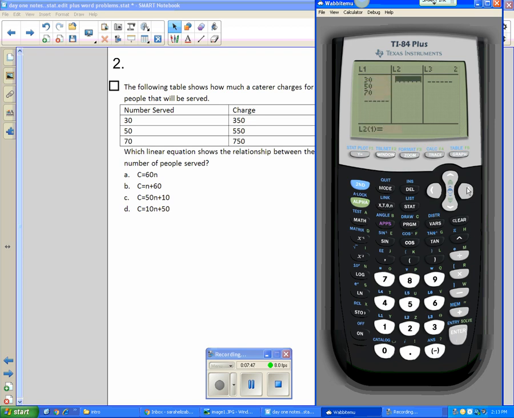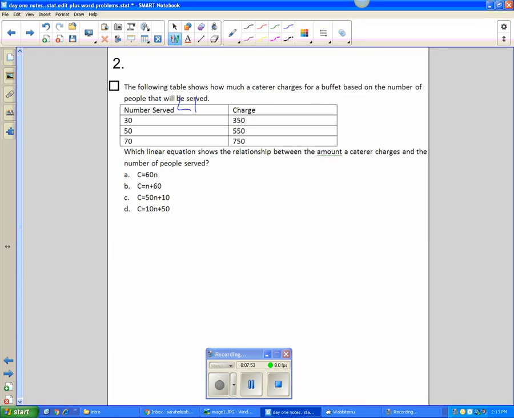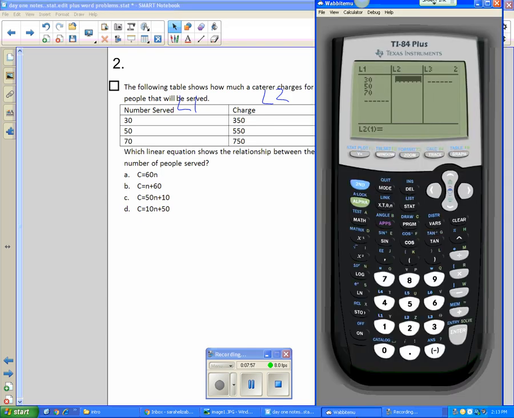All right, and then I'm going to go over to L2, and I'm putting in the charges. This is L1, and this is L2. All right, so 350, 550, 750. No, never.